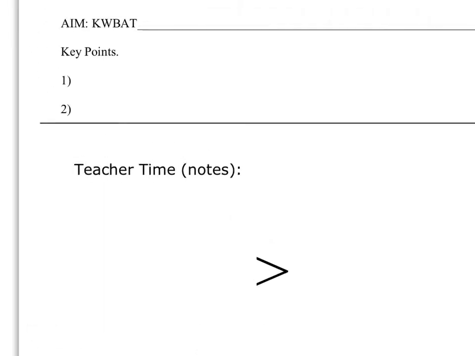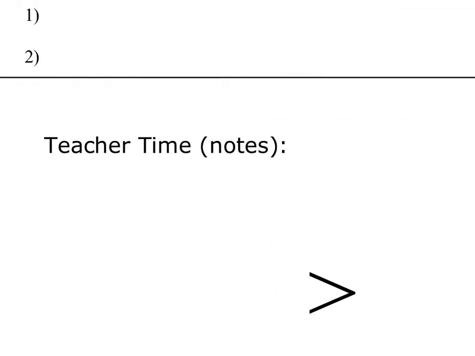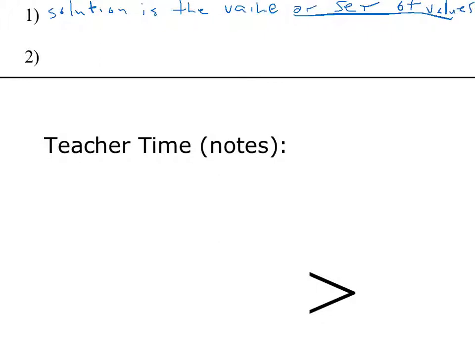A solution, and this is the terminology that we're going to use to do this, a solution is the value or set of values that makes a statement true.